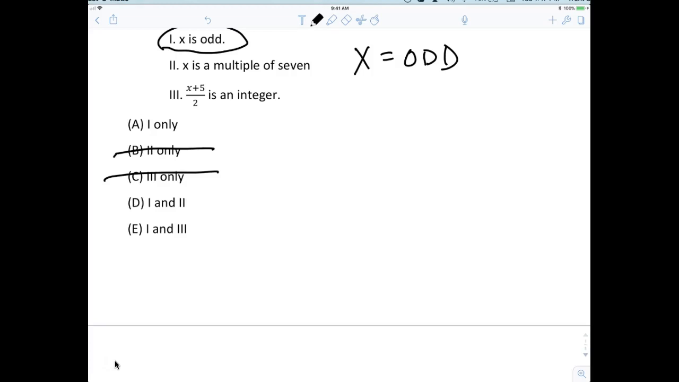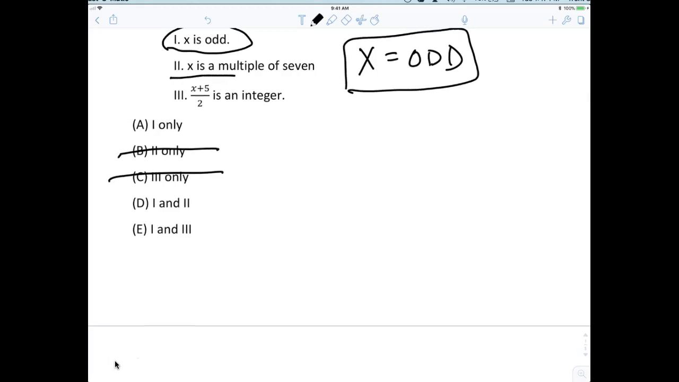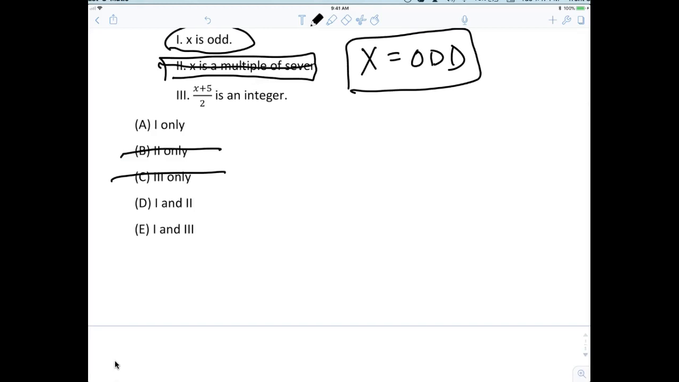Does everybody agree with me? All right. Now, x must be odd. So is x a multiple of 7? Yes or no? No, because not every multiple of 7 is what? So I know it's not 2. So now I'm down to it's either A or E.